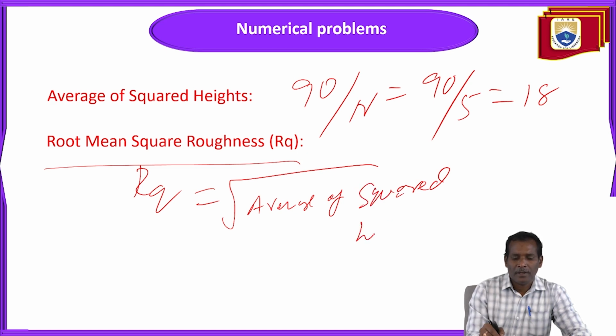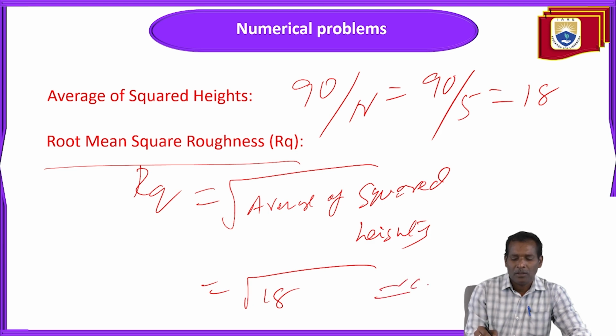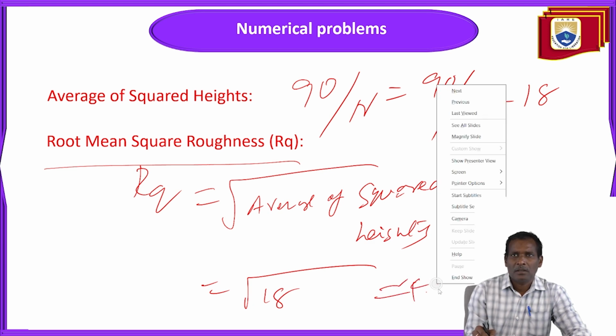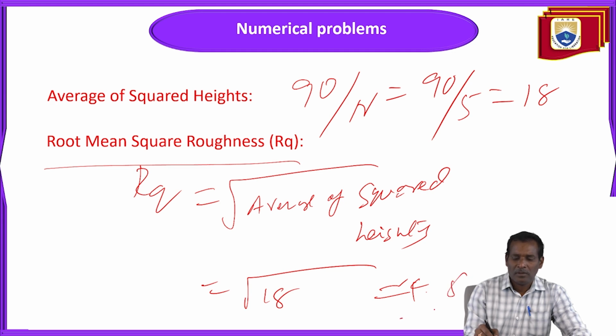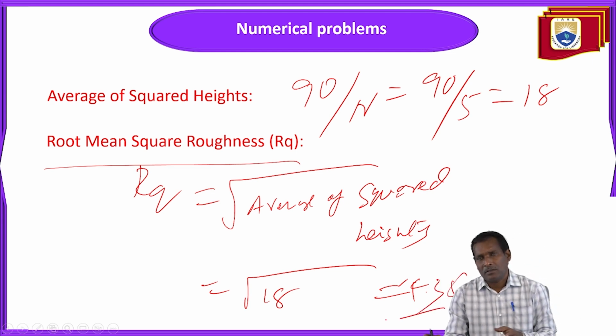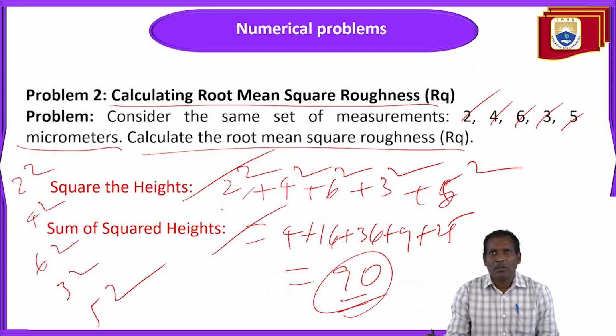Average of square heights. That is 18. So we will get the root value, approximately 4.35. Clear? So like this, you need to calculate the value of the root.